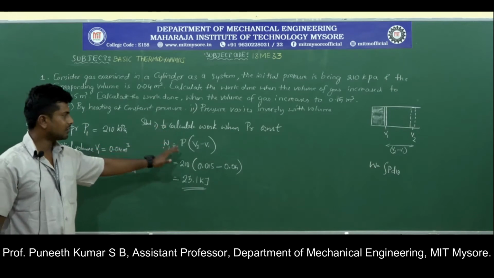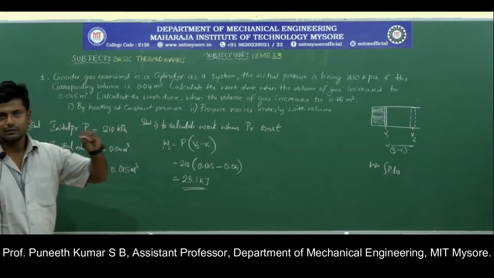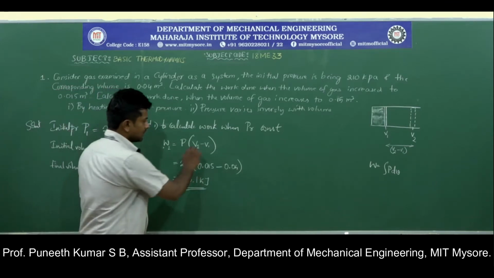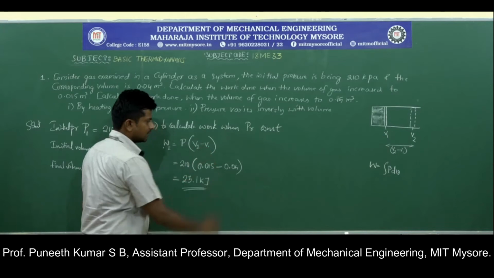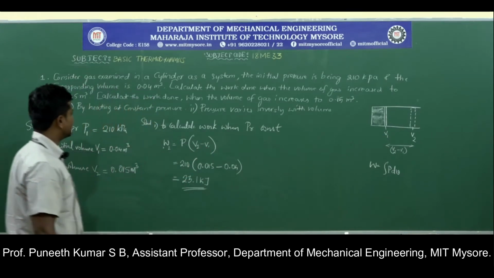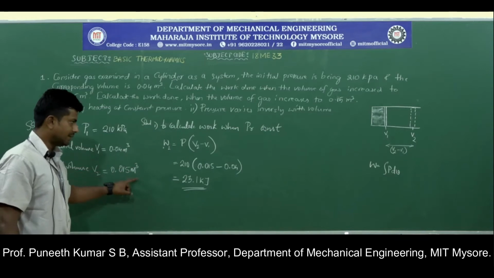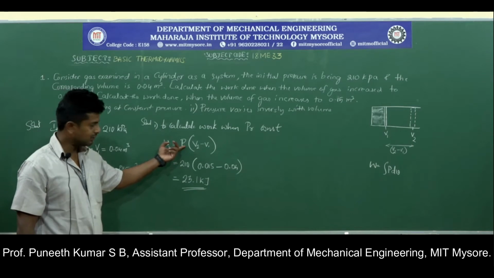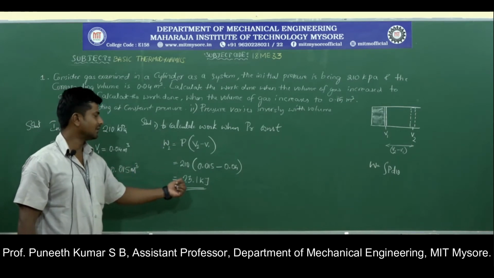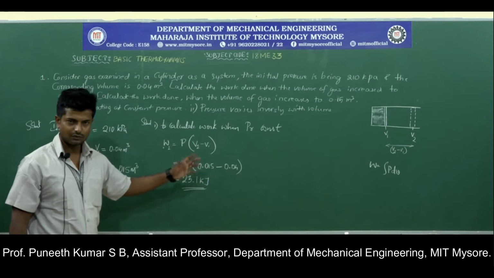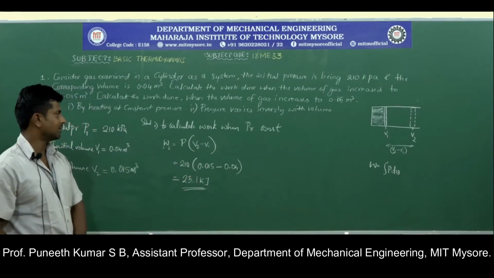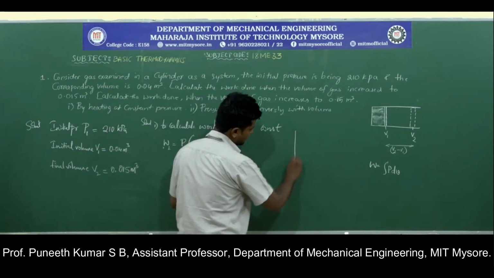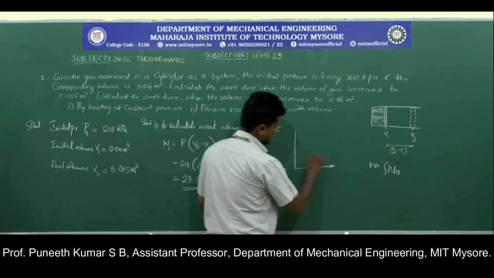While solving these kinds of problems, we should be very much aware of unit consistency. Here the volumes V2 and V1 are both in meter cube, and pressure is in kilopascal. So the unit of work we get is in kilojoules. This is very important. And then let me write the PV diagram for this process. It looks like this.